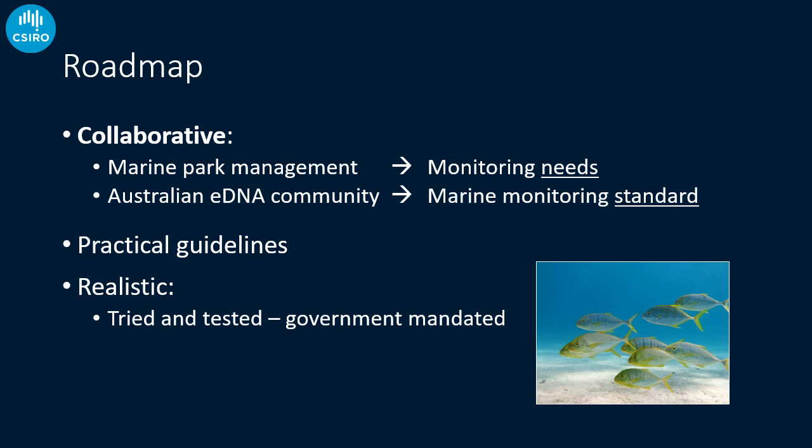What is important is to be realistic in these guidelines. As we're working with government-mandated monitoring, methods have to be quite tried and tested and validated. So more experimental eDNA work, whether it's abundance or population connectivity, won't really have a place just yet where we're at now.